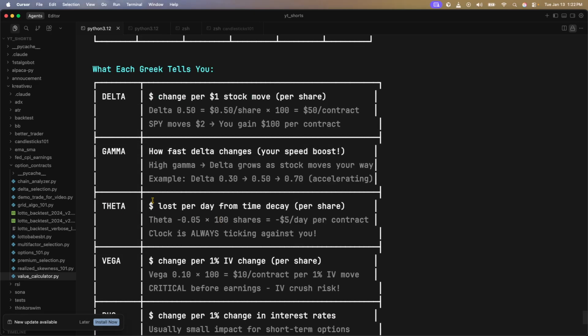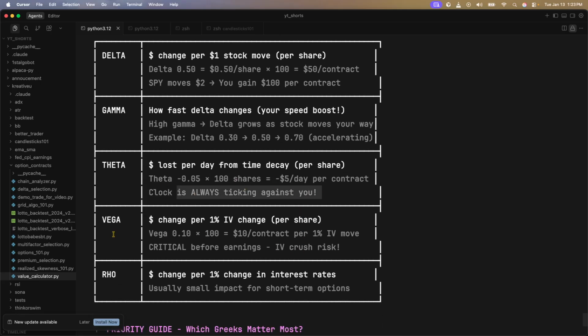And theta is going to be the dollar amount lost per day. This is called time decay per share. So theta of negative 0.05 times 100 shares, because there's 100 shares in every option contract, is going to be $5 lost per day or per hour or per minute, depending on which day's expiration you picked. So the clock is always working against you when you're buying options.